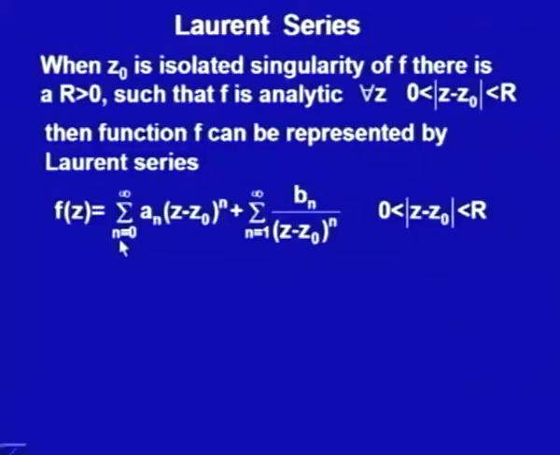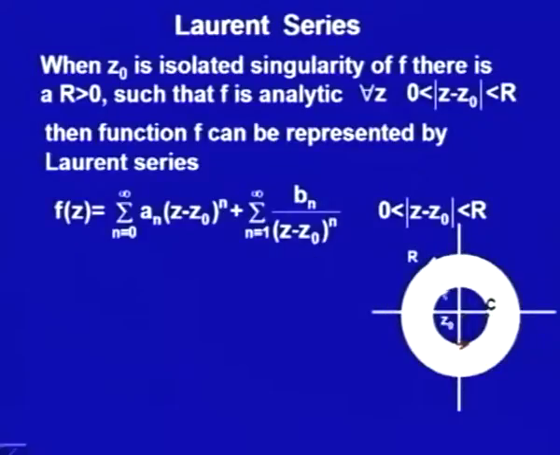What we are saying is, if f(z) is analytic, we find that it can be represented by a Taylor series, that is, a power series. If it has an isolated singularity at z naught, then in the disk we can write it as a Laurent series. A Laurent series has two kinds of terms. One is the power series terms, and the other is the terms of the form b_n upon (z minus z naught) to the power n.